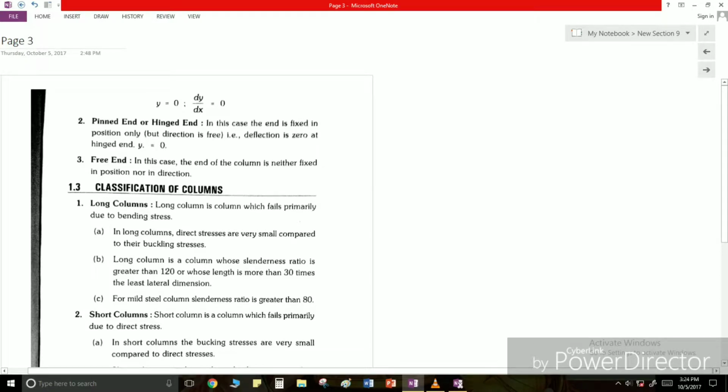A free end, in this case, the end of the column is neither fixed in position nor in direction. Means if a column is like this, let us say I draw a column like this, and if any force acts in this direction, it will just sway.